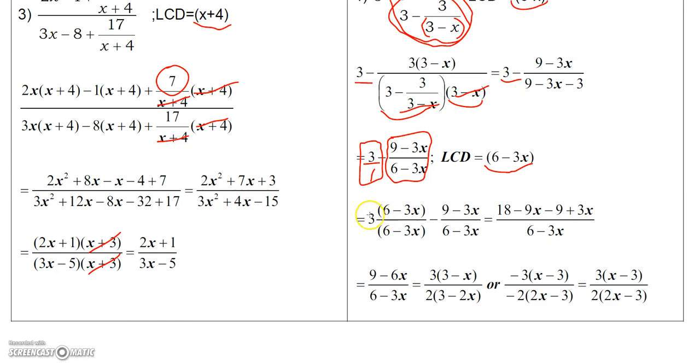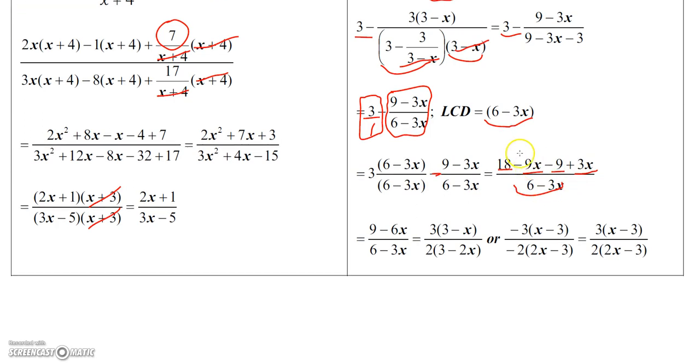And then when I do that, 3 times 6 is 18. 3 times minus 3x is minus 9x. And then I have to subtract. Now I did the distributive property in my head here, so that's going to be minus 9. And then minus negative 3x, which is plus 3x. And since I now have the same denominator for both, that's what allows me to combine those, and the denominator is 6 minus 3x.